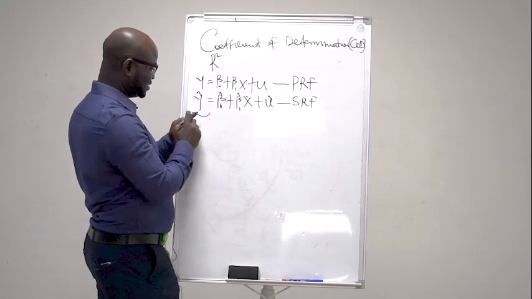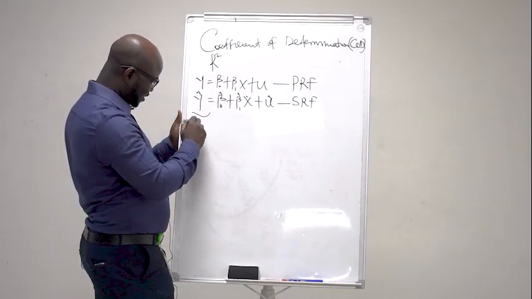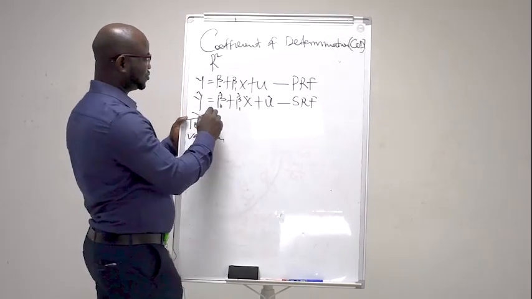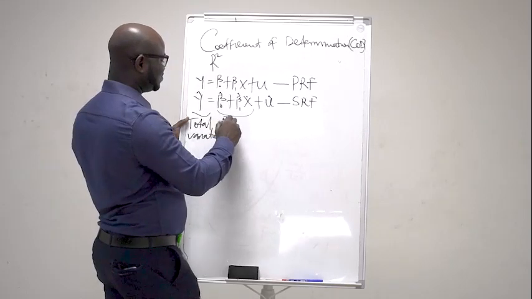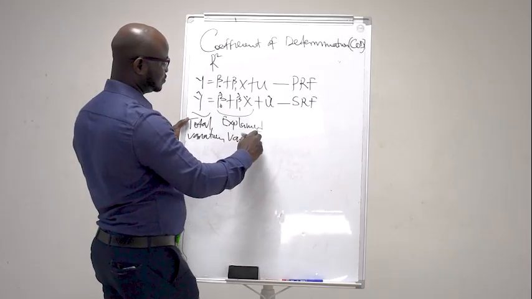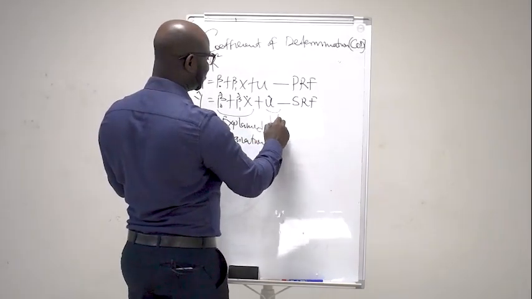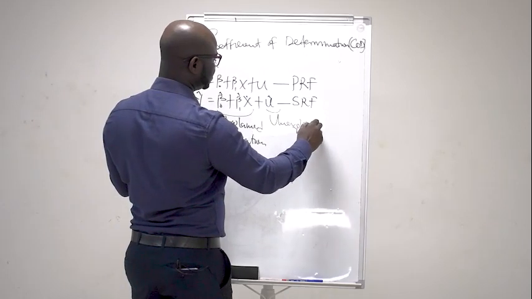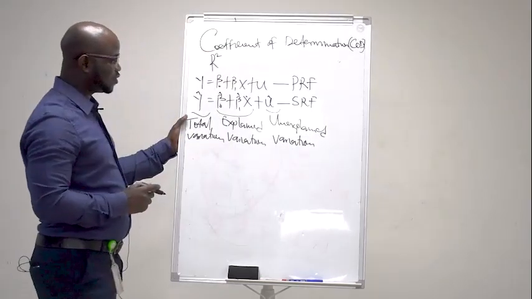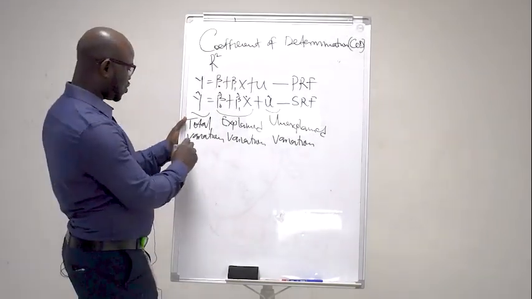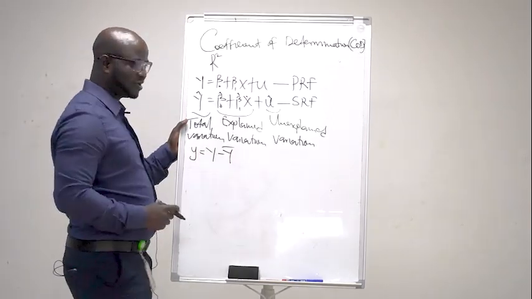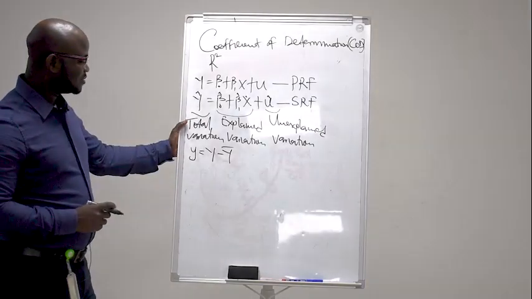You can also recall that this is known as the total variation, and this is known as the explained variation. And we call this error term the unexplained variation, right? Also, the small y in econometrics is the same thing as Y minus Y bar.